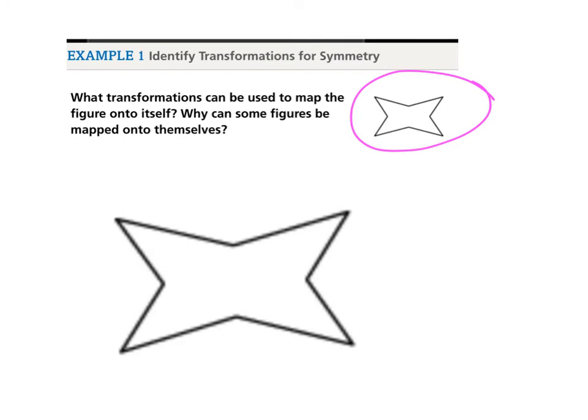Rotational symmetry can be a number of degrees. So it could be a 90-degree rotation, like a square would have rotational symmetry of 90 degrees. It can be 180, 270, or any other specific rotational symmetry number we can think of. If it's exactly 180 like this guy, it would have point symmetry. So it would be a rotational symmetry of 180 degrees around a point to map it back onto itself.